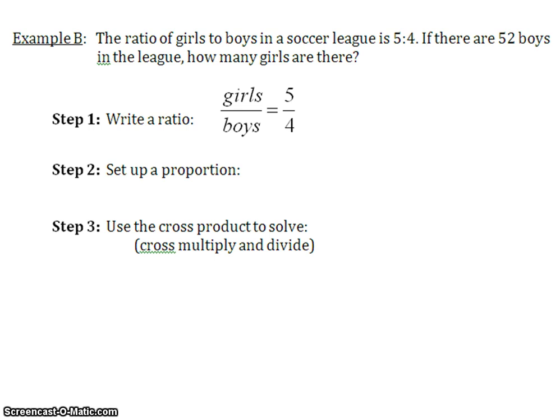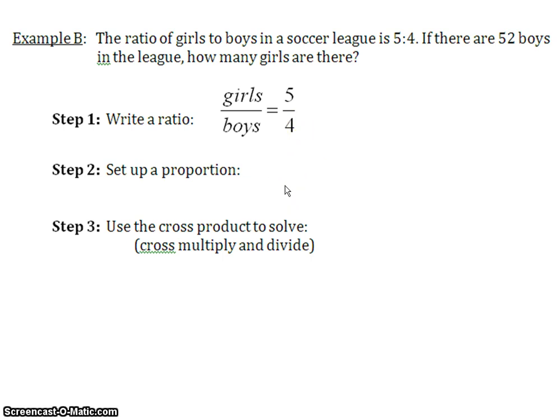In example B, the ratio of girls to boys in a soccer league game is 5:4. If there are 52 boys in the league, how many girls are there? In order to solve this using cross products, we're going to first write a ratio with the information that we're given. We're going to set girls to boys. So that would be 5:4. That's our ratio. Now we're going to set up a proportion.